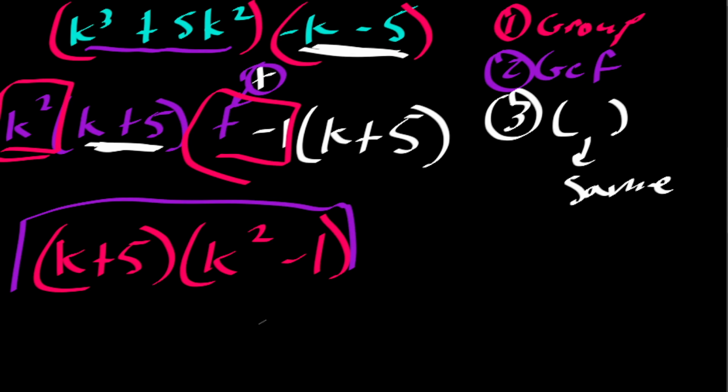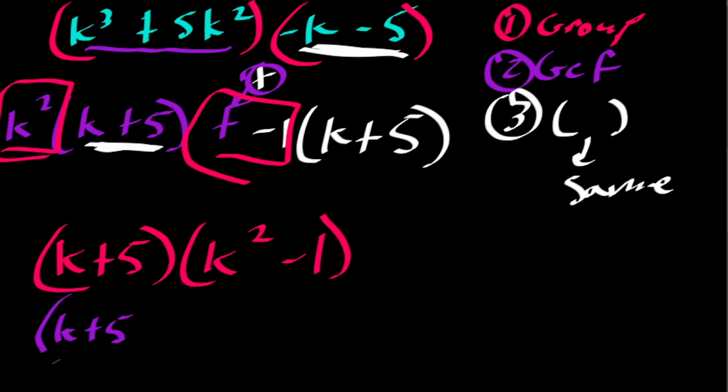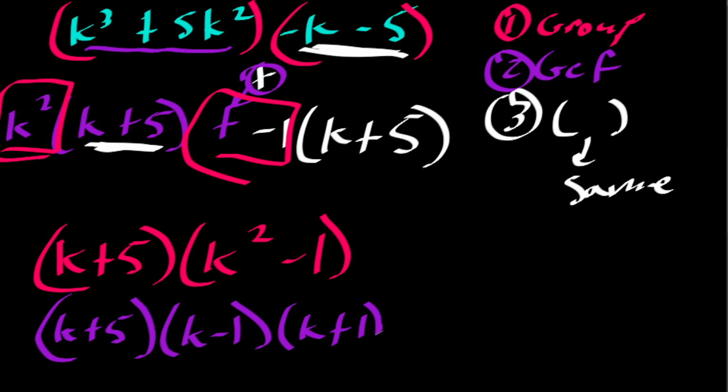So that's part of the answer, but actually let's take a look at that for a minute. You may be asked to factor this completely, which means we would still need to factor this k squared minus 1, and that could be done with difference of squares. So this would become k plus 5, k minus 1, k plus 1. That would actually be our full answer.